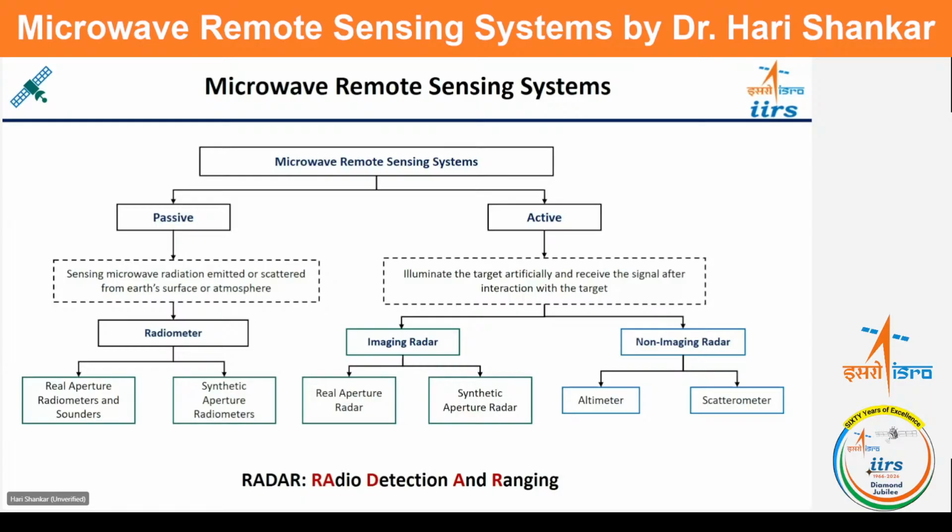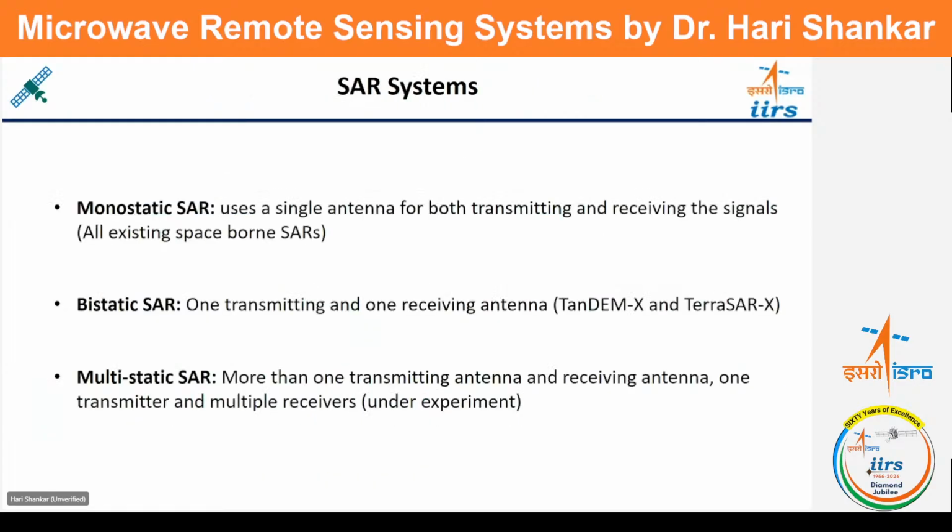So there are a number of applications. Now, SAR systems are basically of two operational types: monostatic SAR and bistatic SAR. The concept of multi-static SAR is also there, but theoretically it is possible, and practically no one has a multi-static SAR system. SAR means synthetic aperture radar.